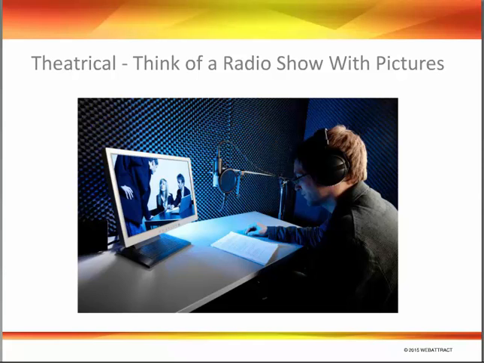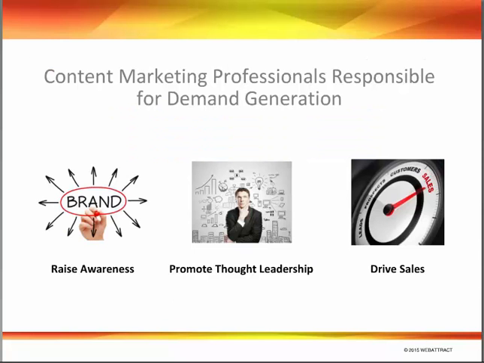What I'm going to be focusing on today is for those of you that are content marketing professionals or demand gen professionals that have responsibility for demand generation. And just to define that, you're either interested in raising the awareness of your organization or your product, you're looking to promote the value of your offerings in your company through your thought leadership, or you're looking to drive sales, or all three of them, which are perfectly all part of the demand generation cycle.